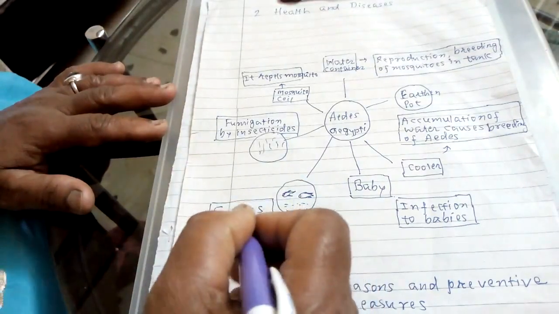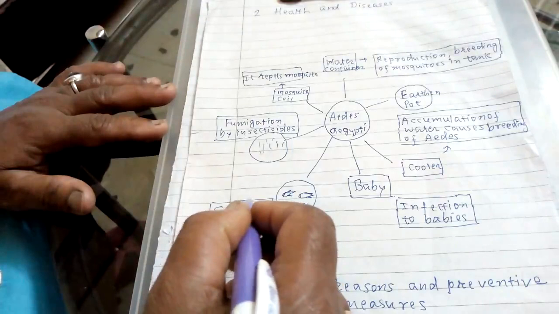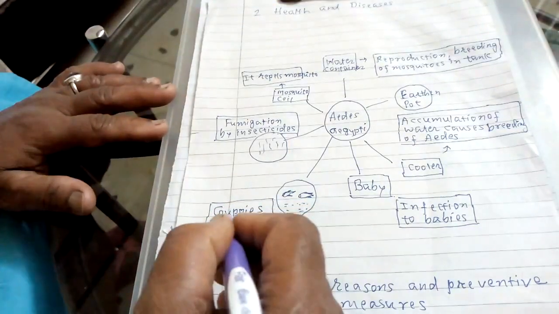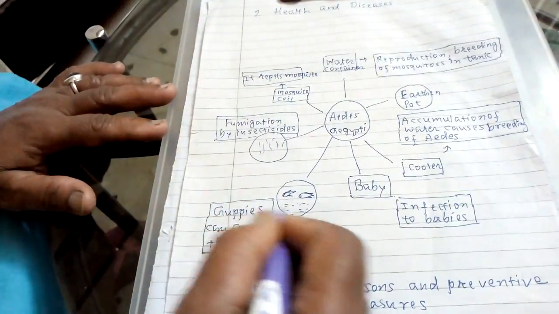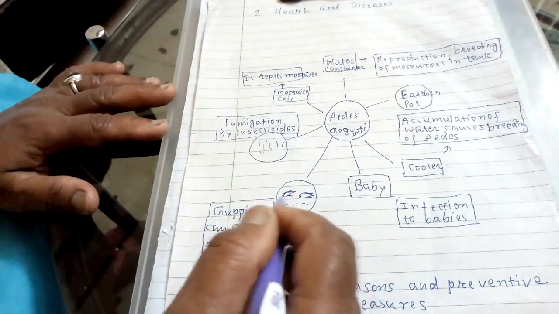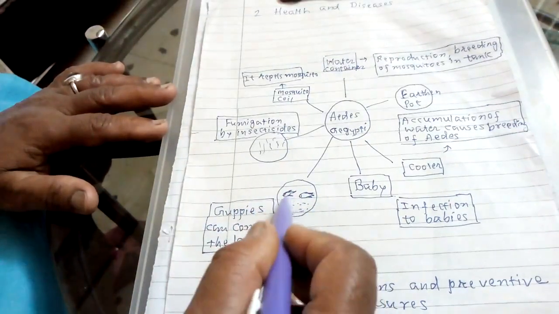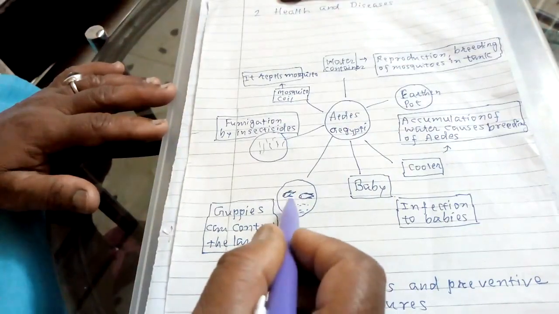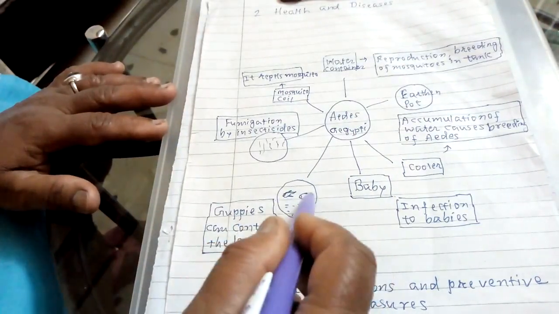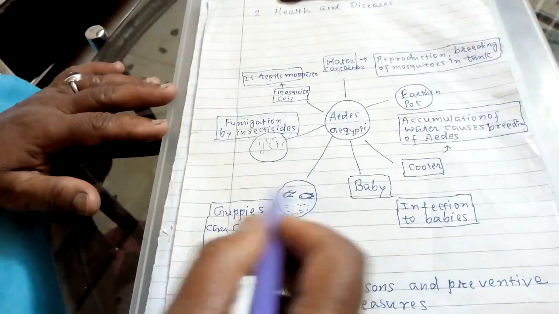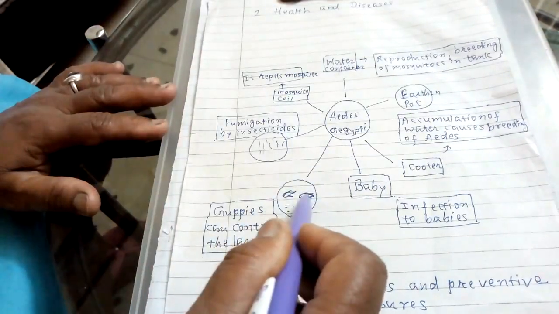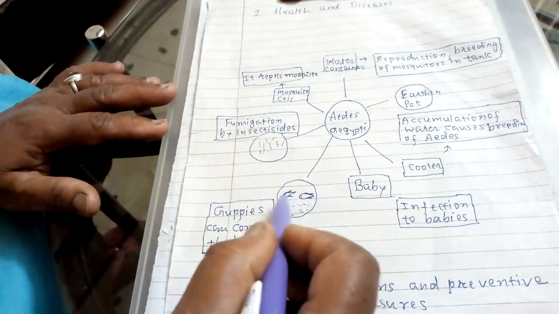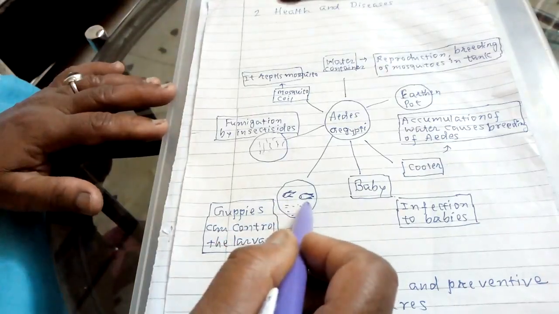First, we have learned so many times, or we see in the ads also, to use guppy fishes or guppies that control the larvae. Whenever the larvae are there in stored or accumulated water, these larvae are eaten by these small fishes. Guppies are very small fishes. They eat these larvae, so that they can control dengue.